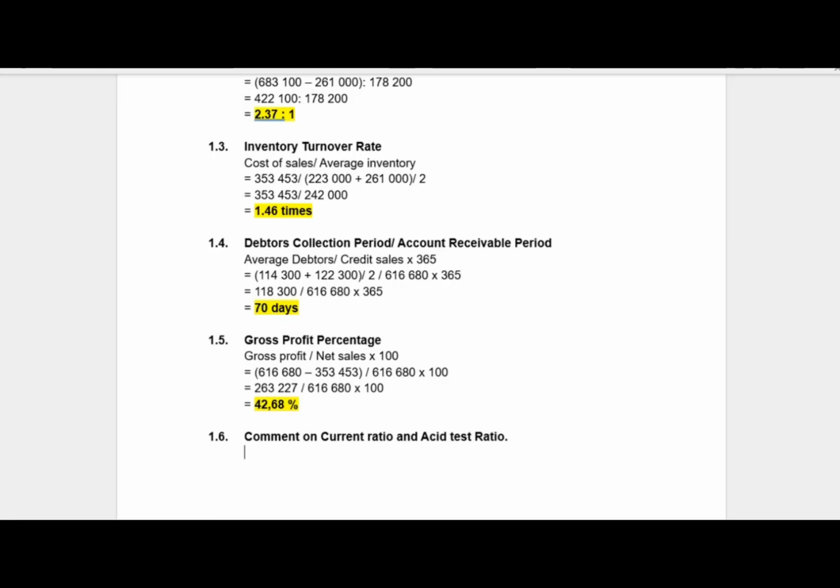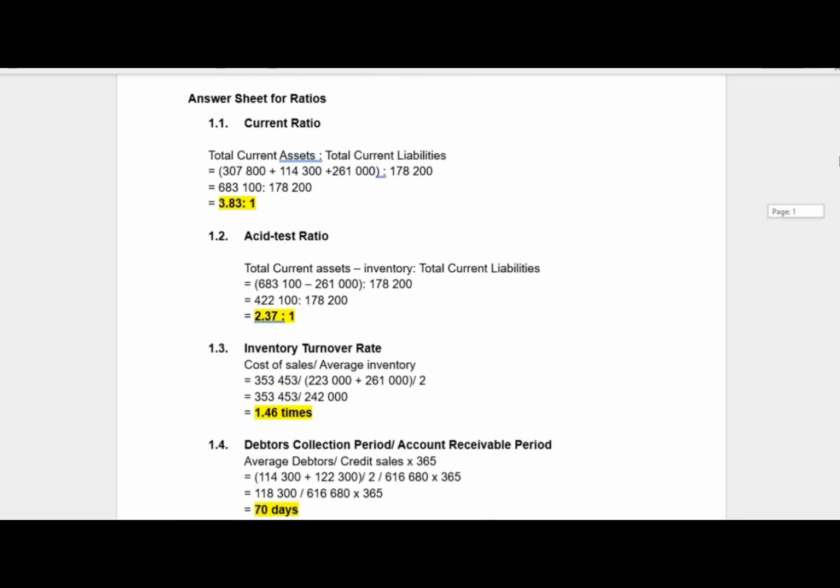Because remember that on the current ratio, remember they are all liquidity ratios, and the acceptable ratio for current ratio is 2:1, right? And remember, when we do the current ratio, we just want to analyze and check if the business can be able to pay their current liabilities using their current assets, right? And based on the acceptability, we can see that the current ratio is 3.83:1, which is even more than the acceptable ratio. Therefore, the business can be able to pay their current liabilities using their current assets.